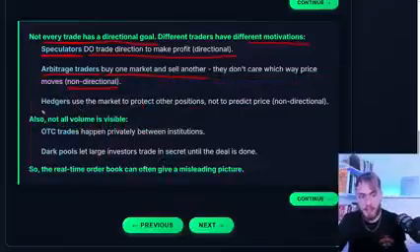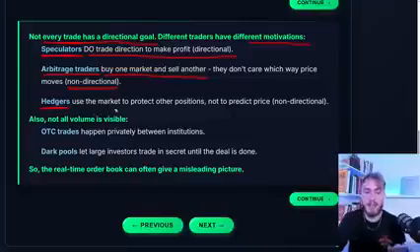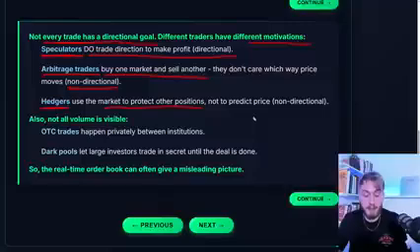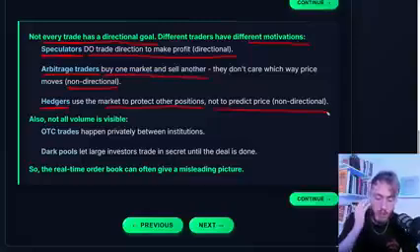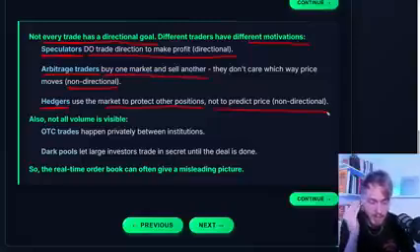Another type that doesn't really care about how the market moves is called hedgers, and they basically use one market to protect another market. By doing that, they don't use it to predict the price, so they also don't really care about the direction. So we as traders have to be careful.